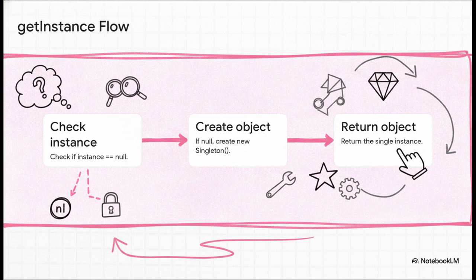And the logic inside is so simple but so brilliant. Step 1, it checks, is the instance variable null? Meaning, has the object been created yet? Step 2, if it is null, it uses that private constructor internally to build it. Step 3, it hands it back. But the real magic happens the next time you call it. The instance isn't null anymore, right? So it entirely skips the creation step and hands back that exact same object it made the first time.